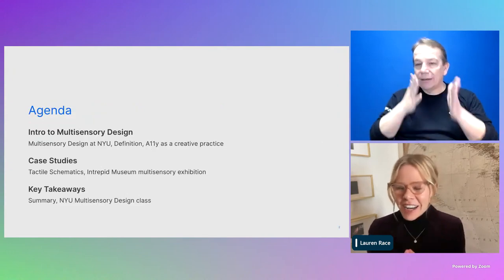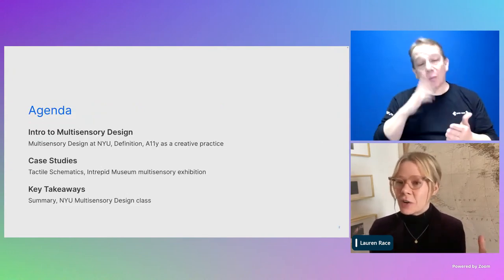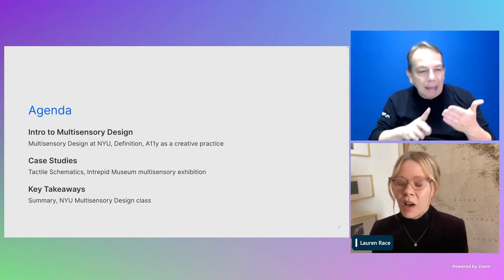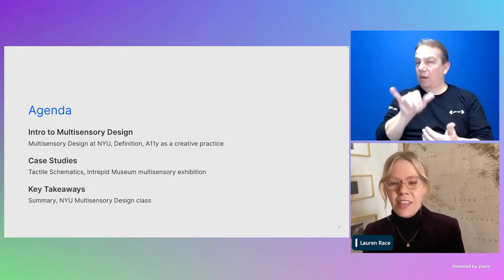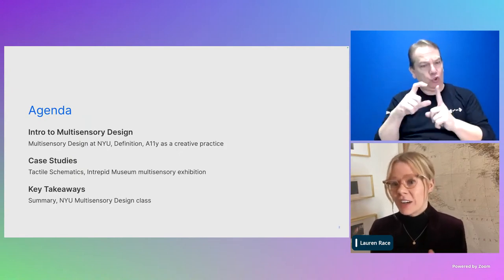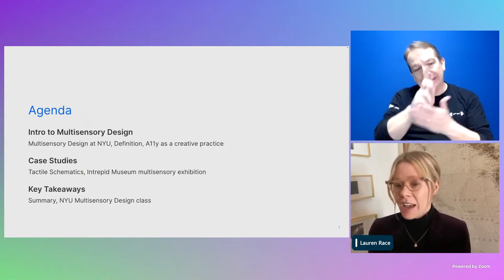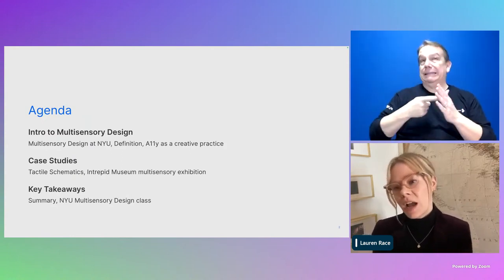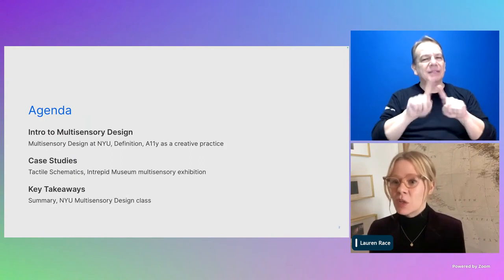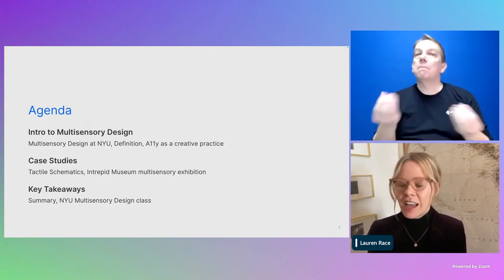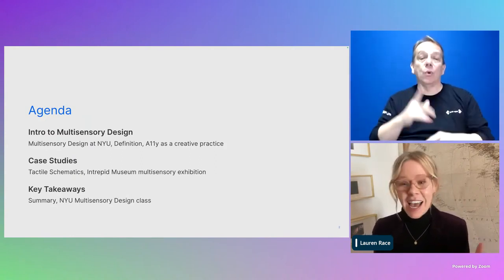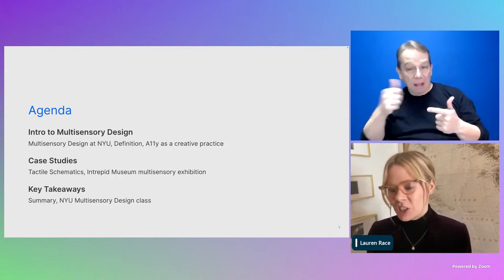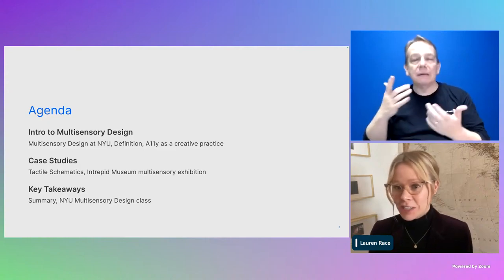A little bit about our agenda. I'm going to start with an intro to multisensory design. I'm going to cover how we approach it at NYU. I'll define it for you, and then I'll talk about accessibility as a creative practice. After that, I'll go into two multisensory design case studies, which illustrate how incorporating different sensory modalities will increase access for our users. One project's going to be called Tactile Schematics, and the other is going to be a multisensory exhibition at the Intrepid Museum here in New York City.